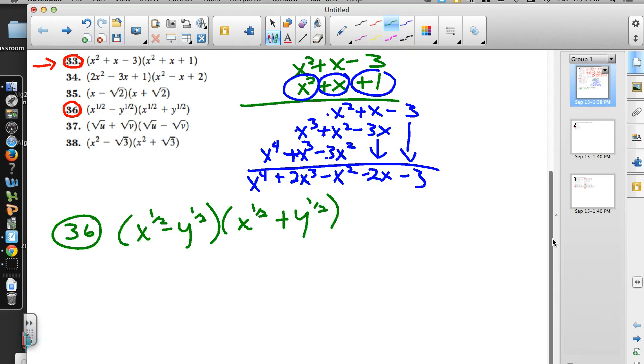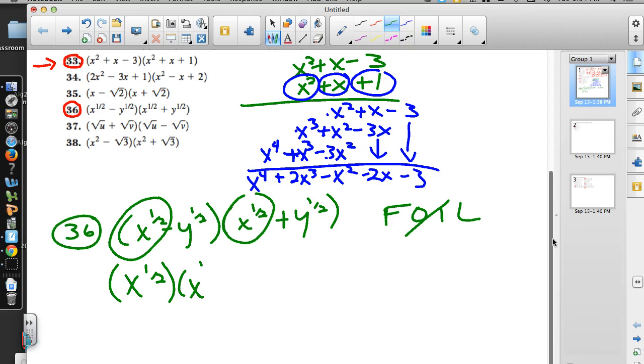So when you look at 36, what you need to remember is these are binomials here. And we really have x to the 1/2 minus y to the 1/2 times x to the 1/2 plus y to the 1/2. And that means this is that sum and difference pattern. So what that tells us is from FOIL, we don't have to do O and I. The positive and the negative will make those cancel out. We need first times first. Well, x to the 1/2 times x to the 1/2, and last times last, the negative y to the 1/2 times y to the 1/2.